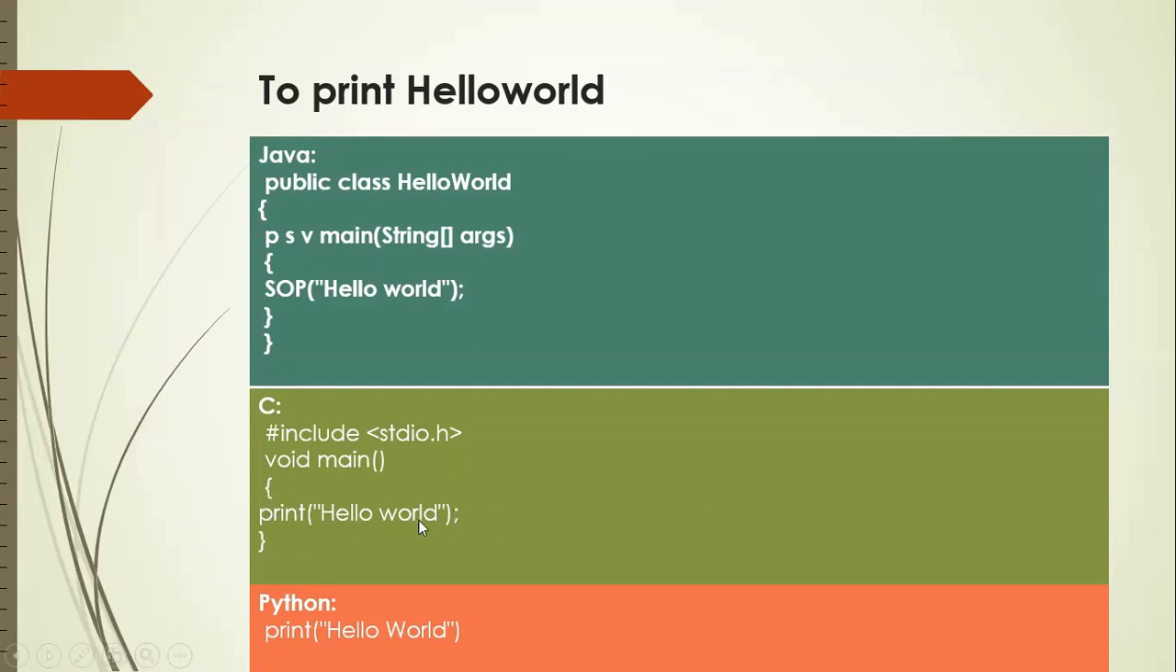In Python, we just use a single line. We are not using any libraries here. Just print hello world and it will print. Here itself you can see the difference. I told you, right? It is simple and easy to learn. By seeing these three programs, you can understand how easy it is and what the difference is. This is a major difference.